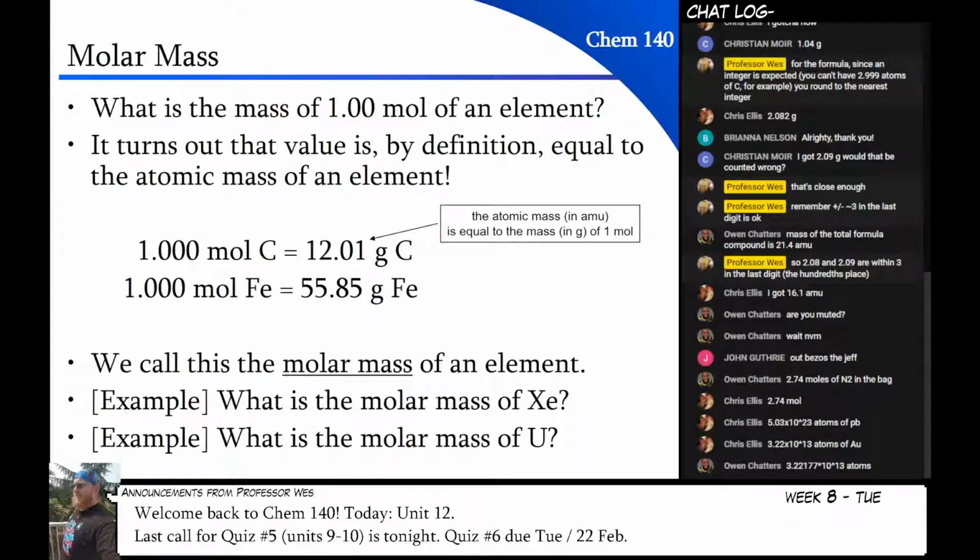What is xenon? Xenon's 131.29 and uranium is 238.03. Those are just on the periodic table, and those are in grams per mole.